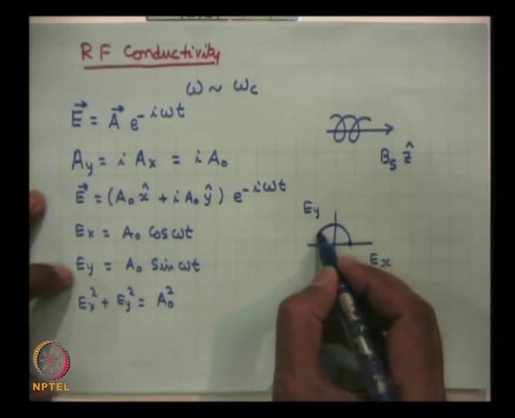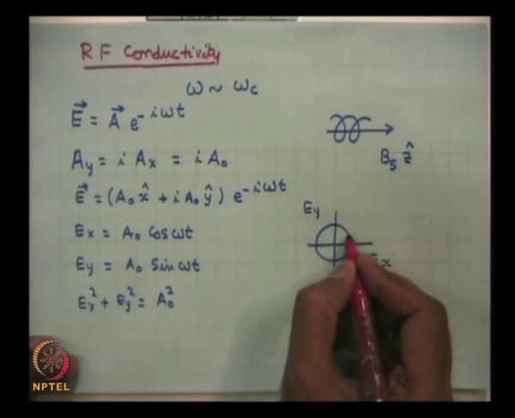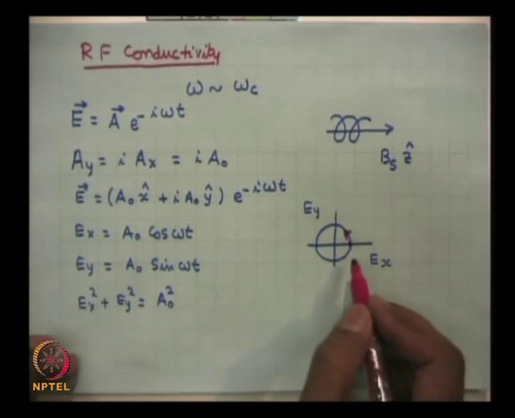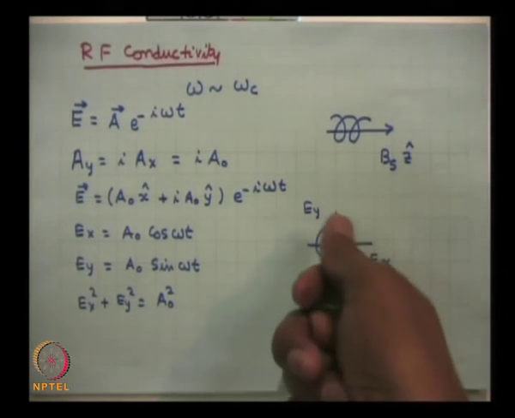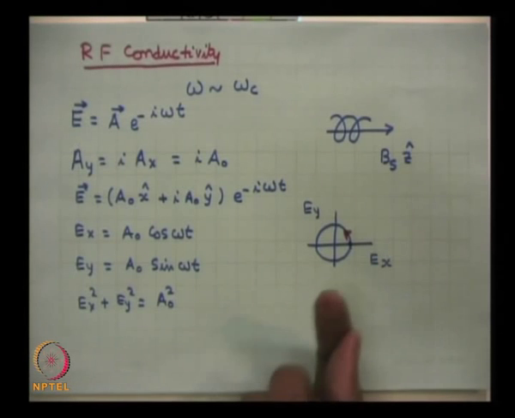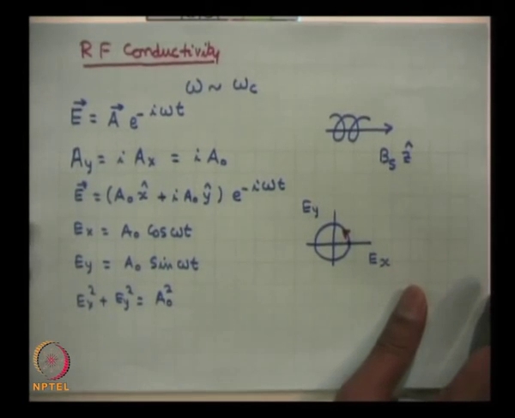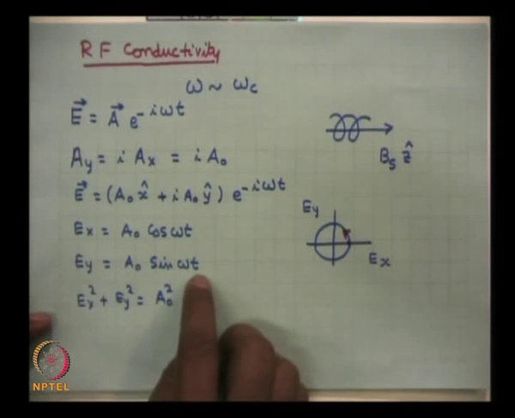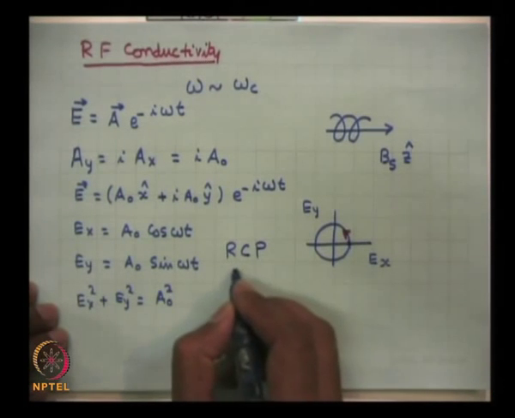So, this will be like this, and the tip of the electric field rotates on the circle like this, in this sense. This is the rotation of the electric field. If I take the right handed screw and rotate it in the direction of rotation of the electric field, it will advance in the same direction as the z axis, the magnetic field direction. And if you examine the rotation of the electron, it is the same way. So, the electron rotates the same way as the electric field rotates, if I have written the electric field like this. This is called the RCP, right circularly polarized field.